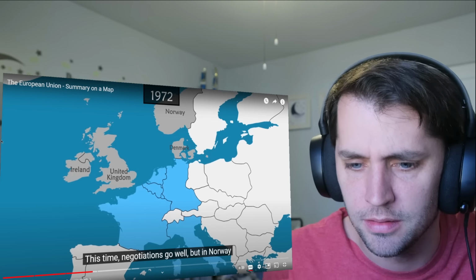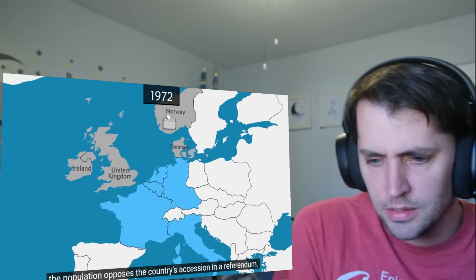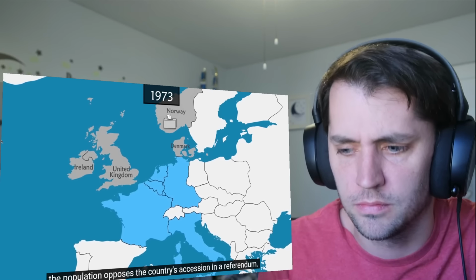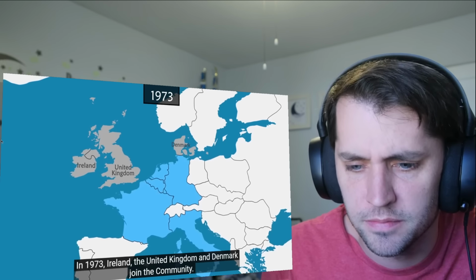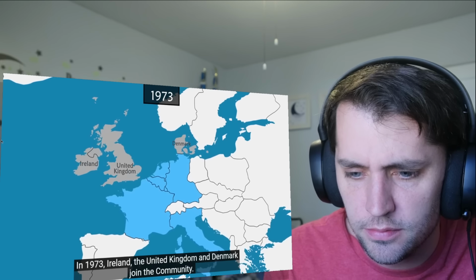Negotiations go well. But in Norway, the population opposes the country's accession in a referendum. In 1973, Ireland, the United Kingdom, and Denmark joined the community.